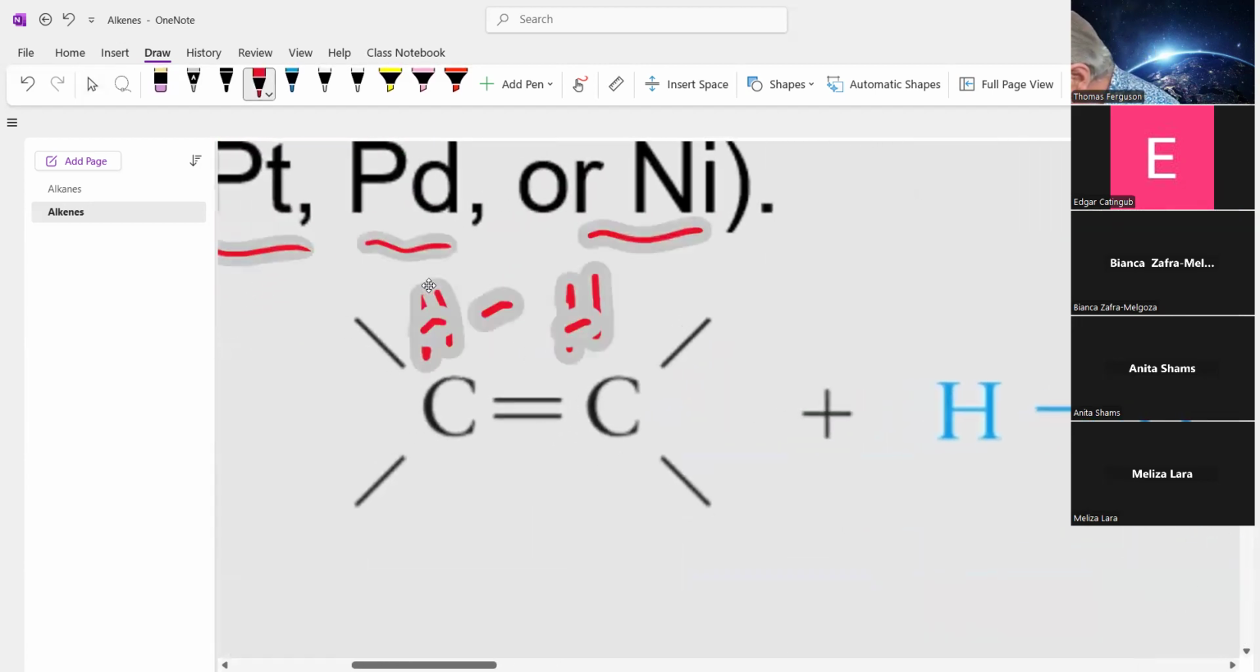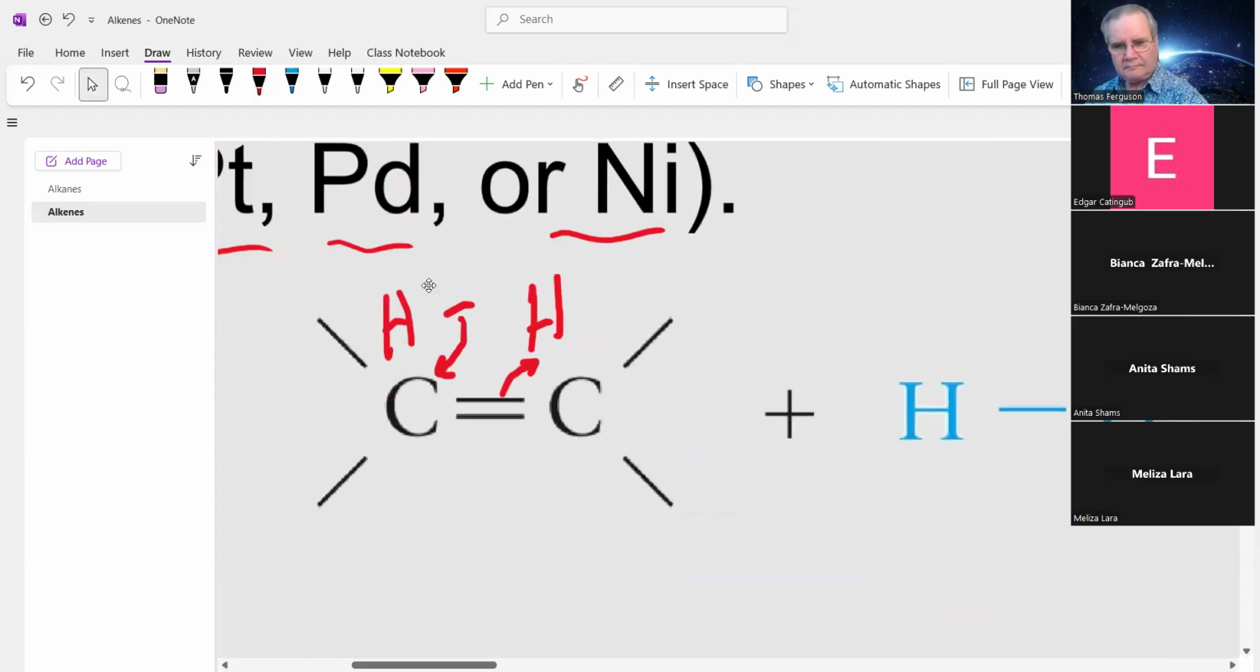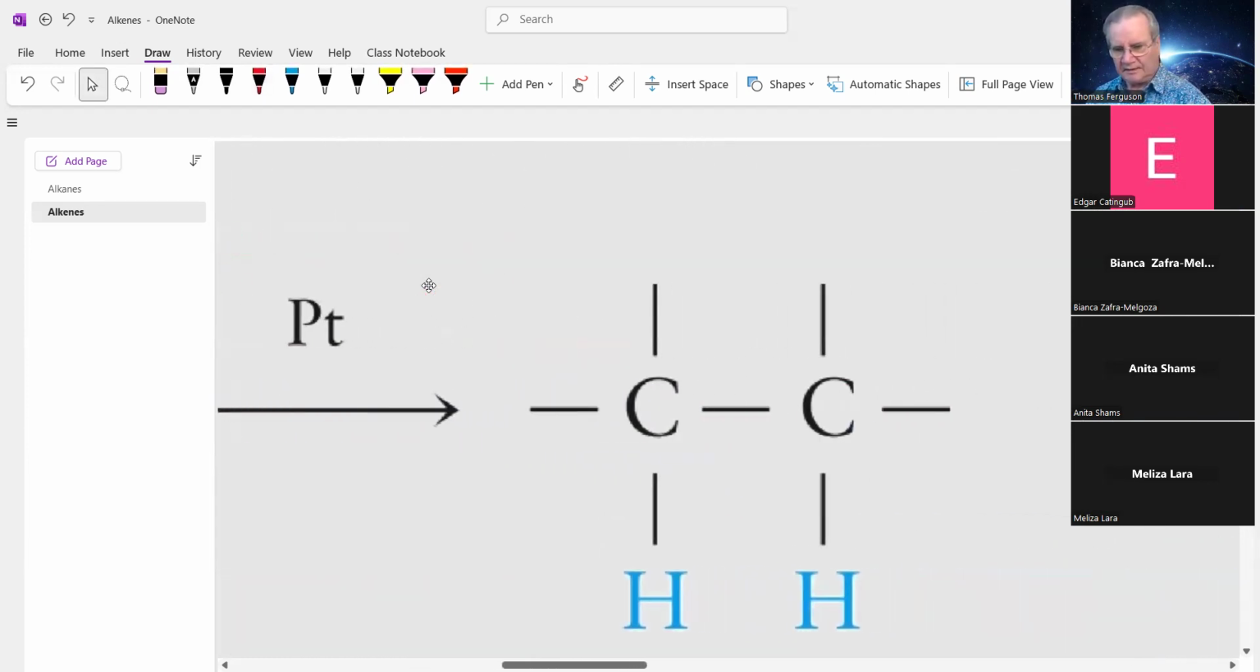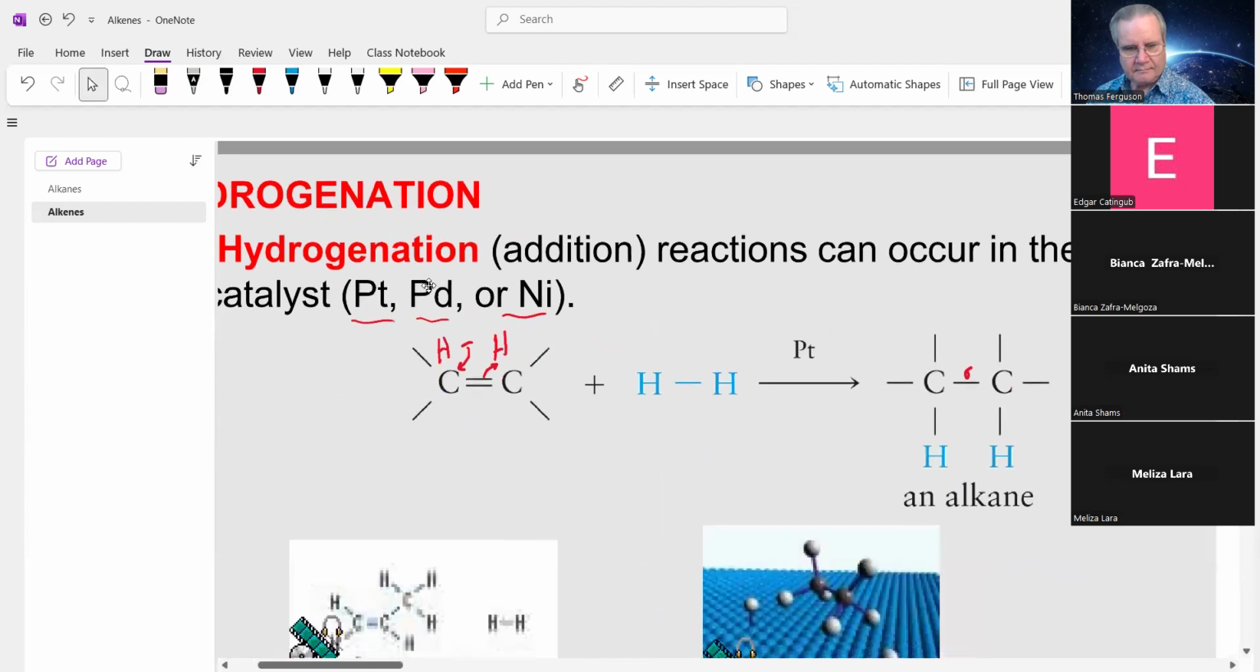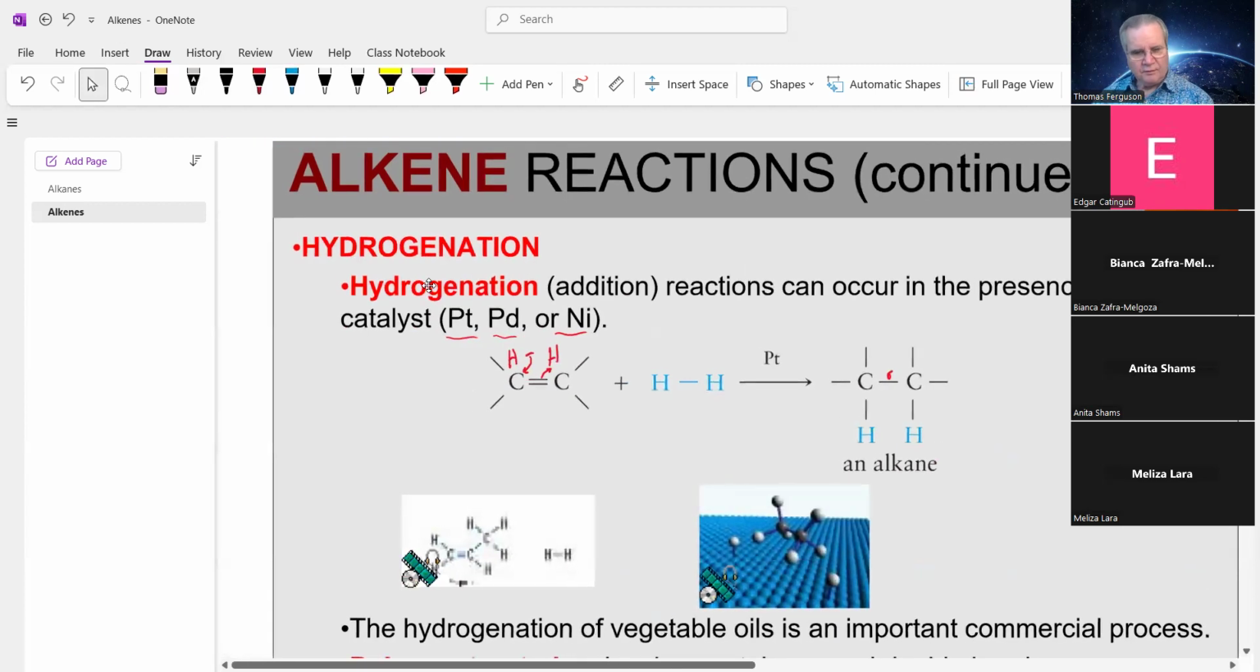And then we're going to have this go there, this go there. So we're going to end up with the same thing again. Sigma bond. Okay, so those are pretty straightforward.